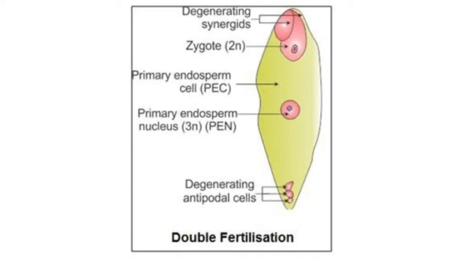Now one male gamete fuses with the egg cell to form a diploid zygote. This process is known as syngamy or generative fertilization. The diploid zygote finally develops into an embryo.